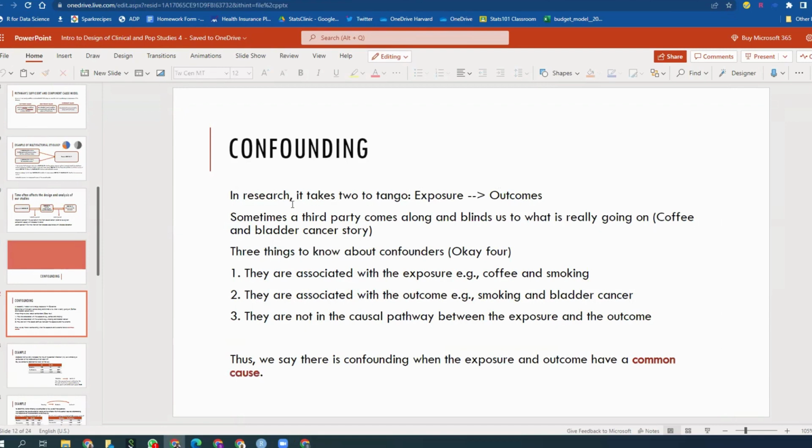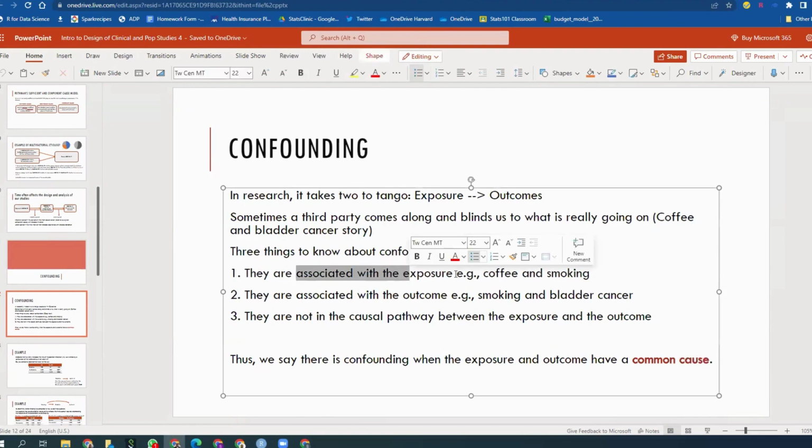So basically, for a variable to be a confounder, it has to be associated with the exposure and related with the outcome. That's what I explained, that it's related to both the predictor and the response, right? But also it should not be in the causal pathway between the exposure and the outcome. That means the exposure did not cause it to lead to the outcome. Now, how do we know that something is a confounder? It's often from our understanding of the subject matter.